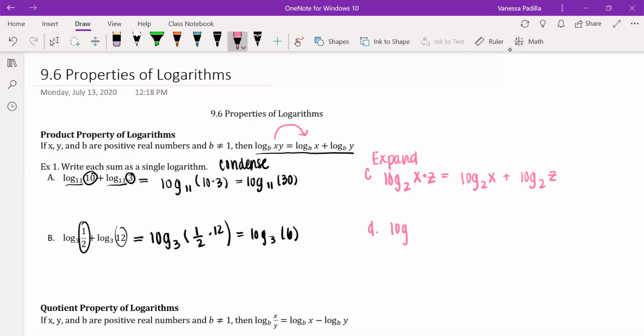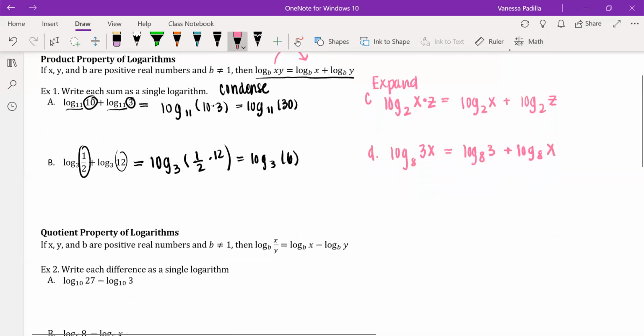And then I'll show you another one. So now let's do maybe base 8, and we'll do 3x. So this is multiplication here. So we're just going to do log base 8 of 3 plus log base 8 of x. So we're just expanding that. And this takes a while to understand just because it's kind of really abstract. So the more you practice it, the better you'll get.